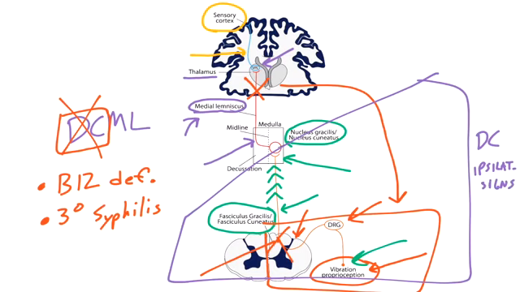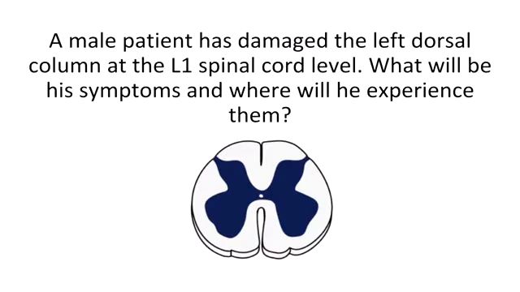So now let's dive a little deeper with a question. A male patient has damaged the left dorsal column at the L1 spinal cord level. What will be his symptoms and where will he experience them? Okay, so this is the patient's left and this is the patient's right.